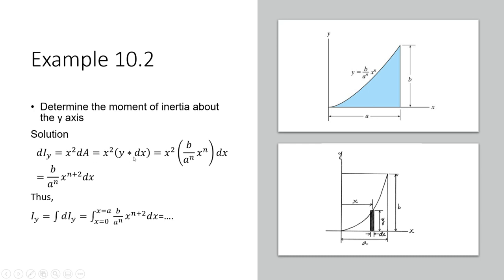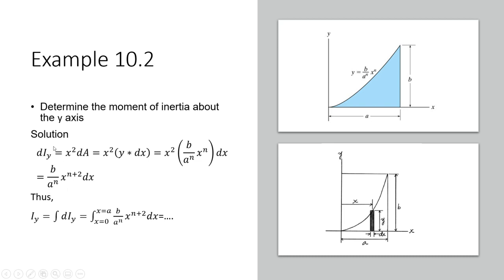You can write dA as y dx. You can write y as b over a to the n, x to the n. Just do a little bit of algebra here and combine the terms x squared and x to the n by adding the exponents. So this will be x to the n plus 2. Don't forget your constant, b over a to the n.